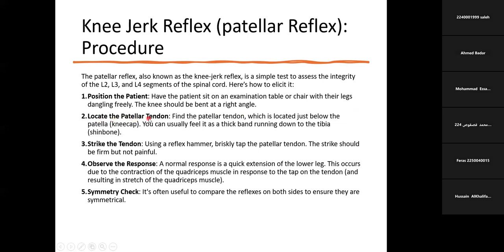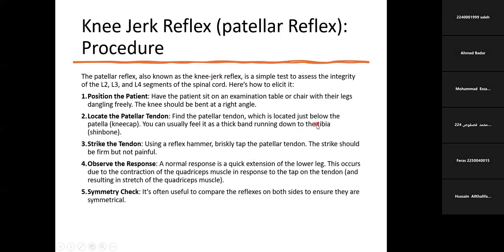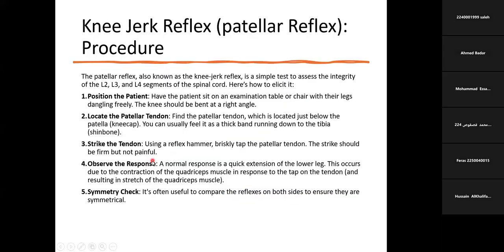We locate the patellar tendon. We feel where this place is. The patellar tendon is located just below the patella. You can usually feel it as a thick band running down to the tibia. Then we strike the tendon with a reflex hammer. This is called a reflex hammer. So we hit it briskly. The strike should be firm but not very painful. Don't break his knee. Then we observe the response.